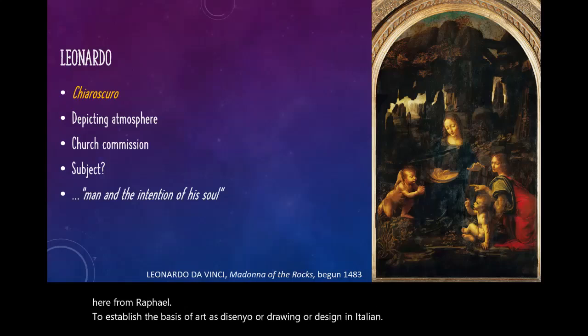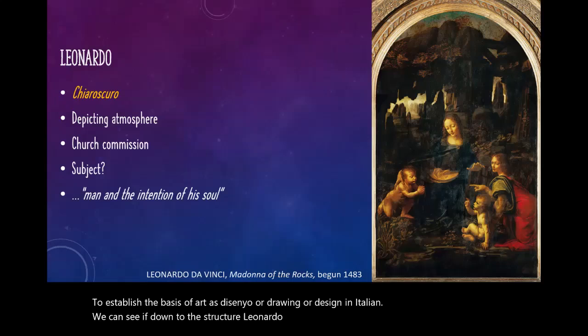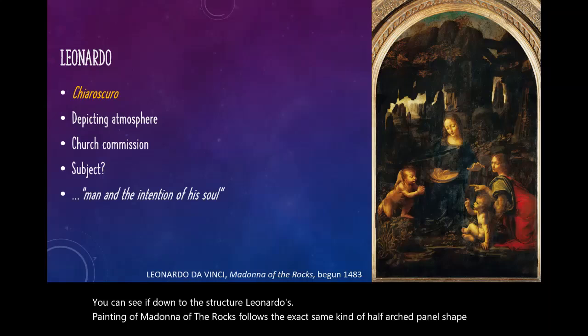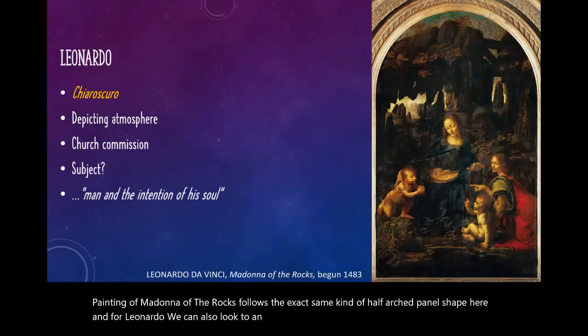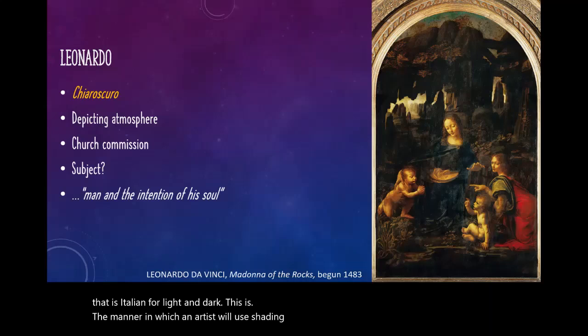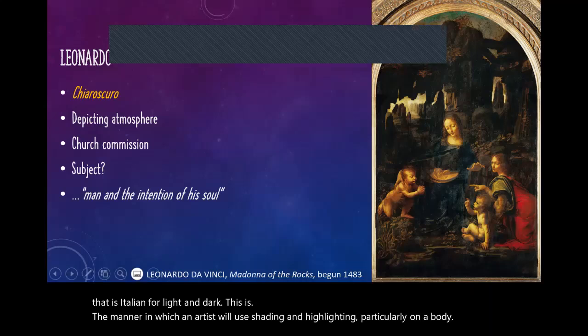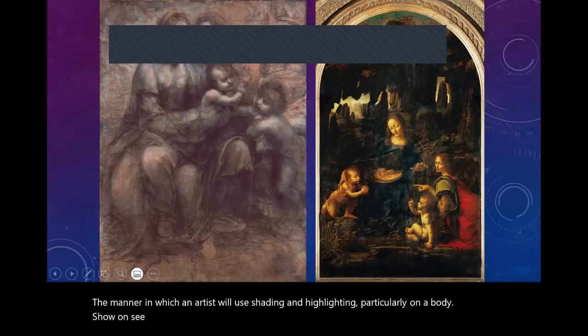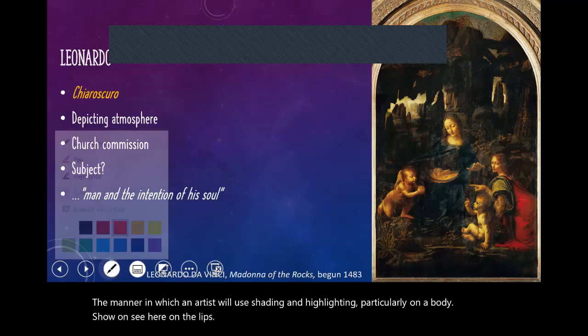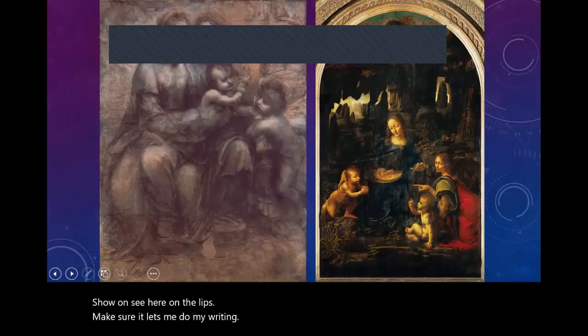You can see down to the structure, Leonardo's painting of Madonna of the Rocks follows the exact same kind of half-arched panel shape here. And for Leonardo, we can also look to an even more obvious use of chiaroscuro. Remember, that is Italian for light and dark. This is the manner in which an artist will use shading and highlighting, particularly on a body. So on the face of the Virgin here.